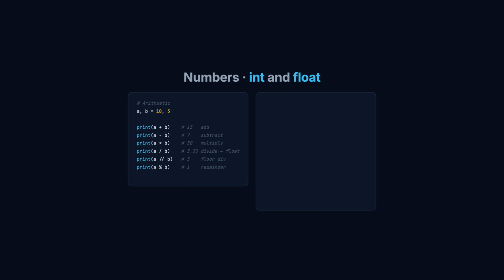2 asterisks together, star star, is the power operator. 10 ** 3 is 10 to the third, which is 1000. Most languages make you call a function for this. Python makes it an operator.